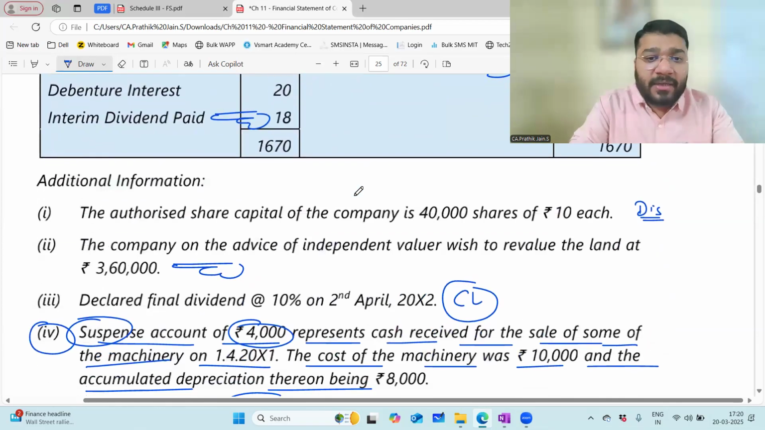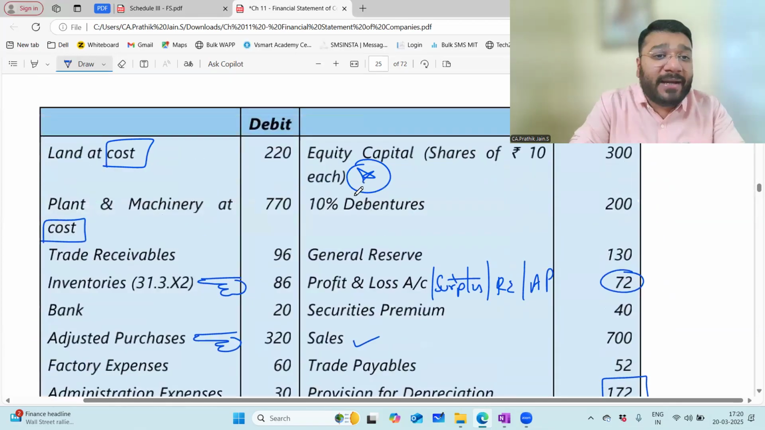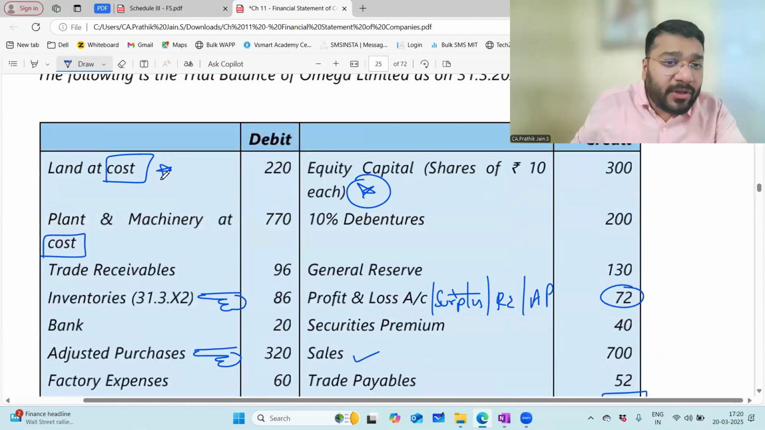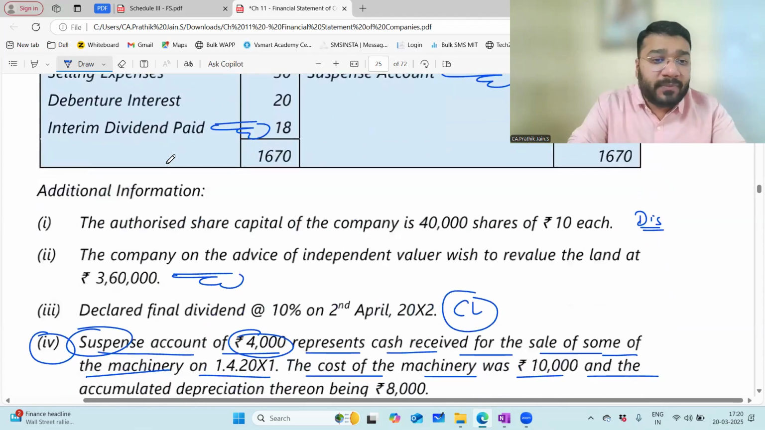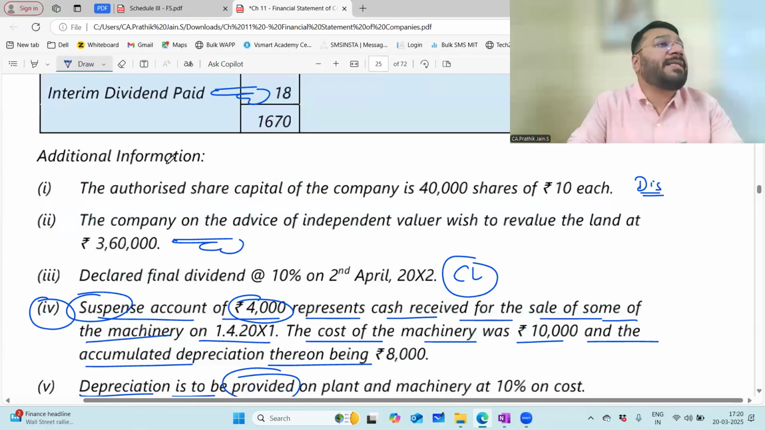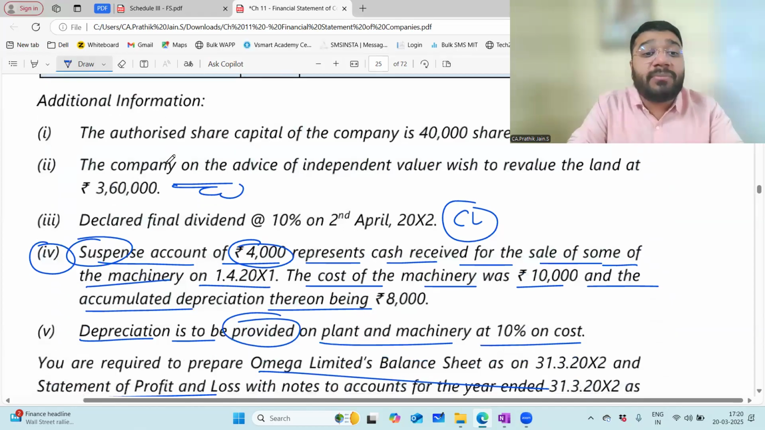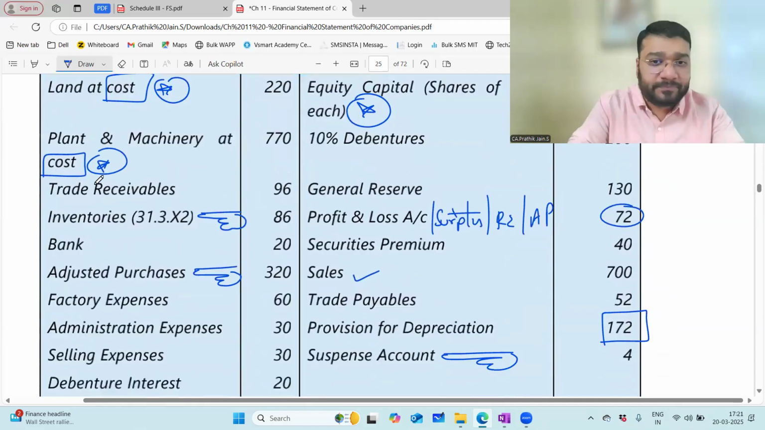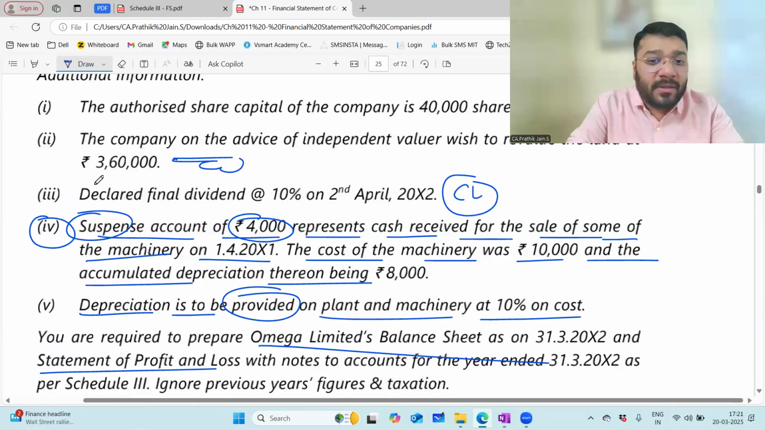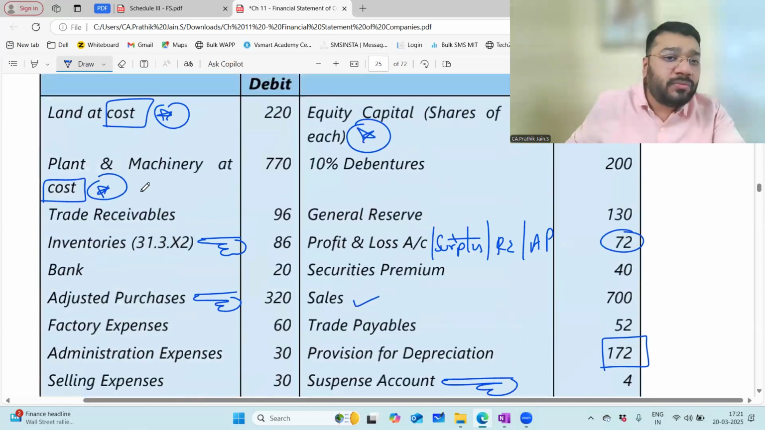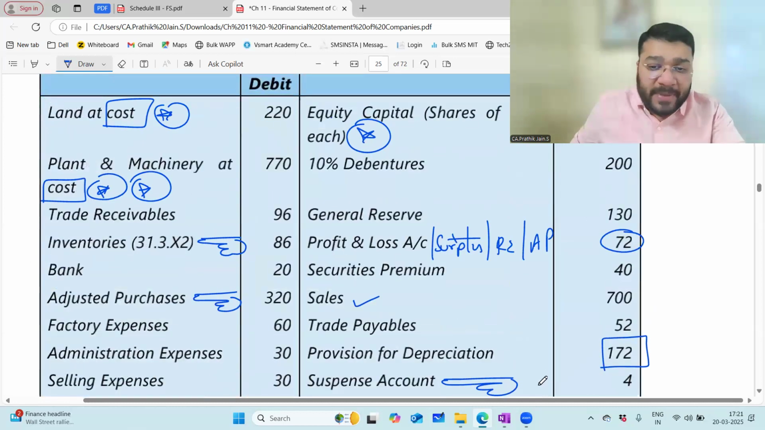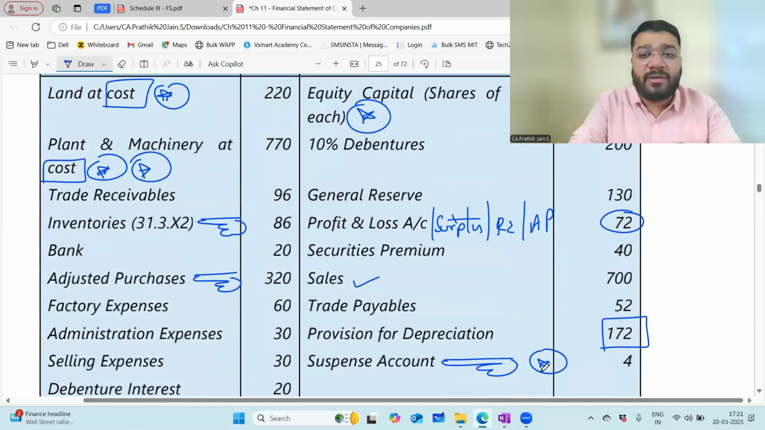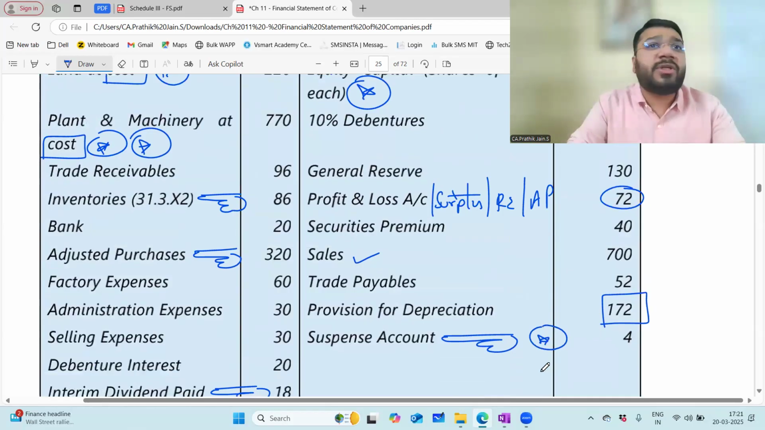Disclosure requirement. Second point is revaluation of the land. I'm putting a star mark here because I have to revalue the land. Third point is a disclosure as a contingent liability. Fourth one has got something to do with my plant and machinery. So I'm putting a star mark here. Coming to depreciation, again with regard to plant and machinery. And the suspense account also has got something to do with plant and machinery. Correct? The question is clear.